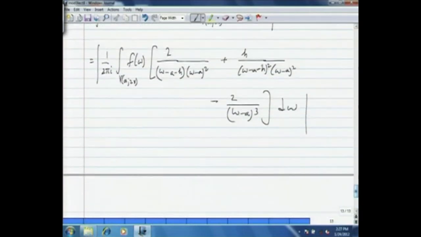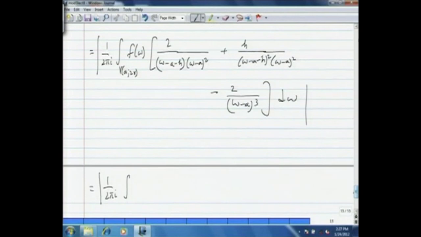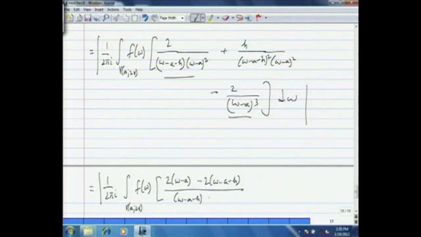Okay. So, this is in turn equal to 1 by 2 pi i in the modulus, integration over gamma a to r of f of w times. So, let me combine the first and the third expressions here. So, I get 2 times w minus a minus 2 times w minus a minus h when I take the common denominator w minus a minus h times w minus a cube. Okay, and then I'll leave the second expression alone. So that will be h divided by w minus a minus h squared times w minus a squared dw.